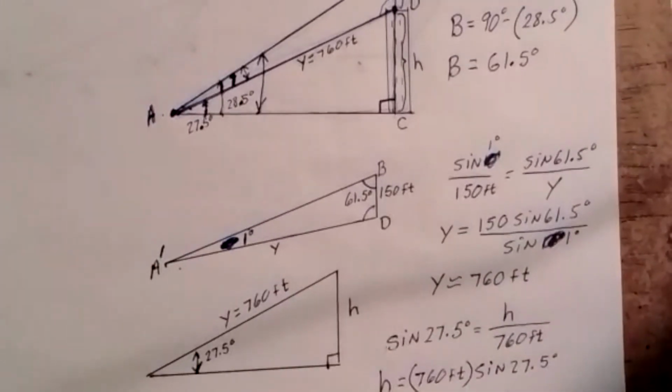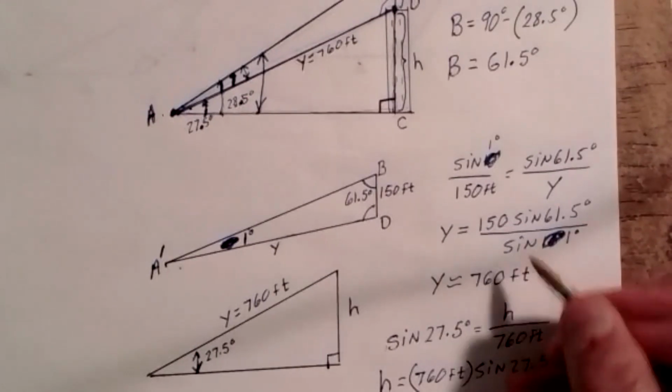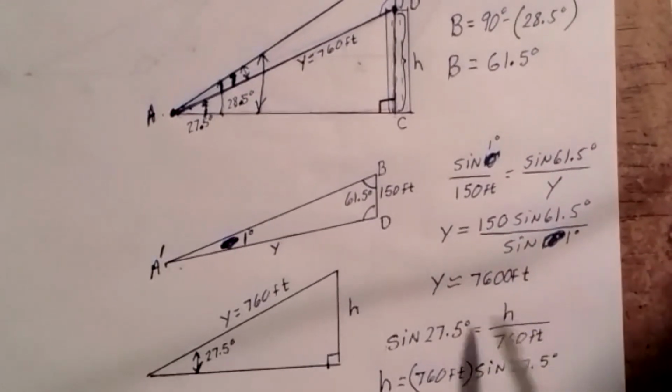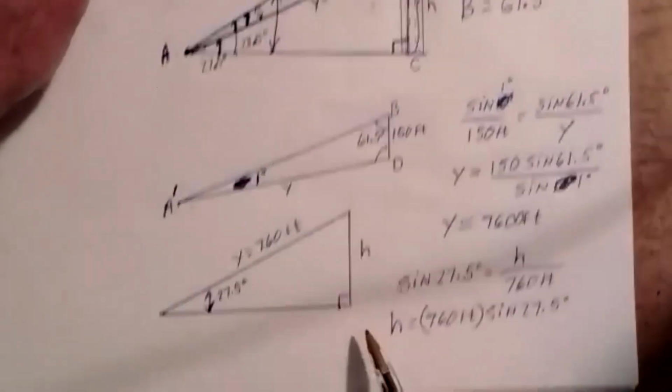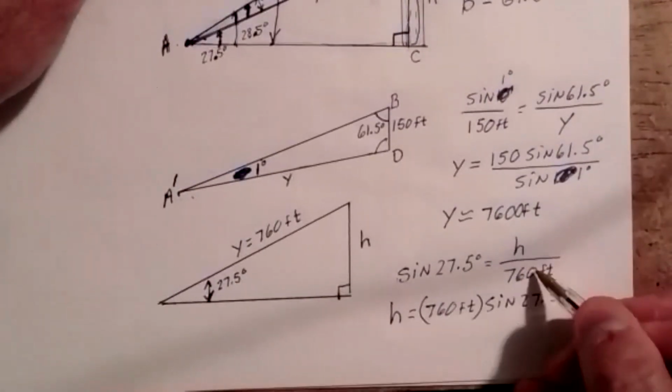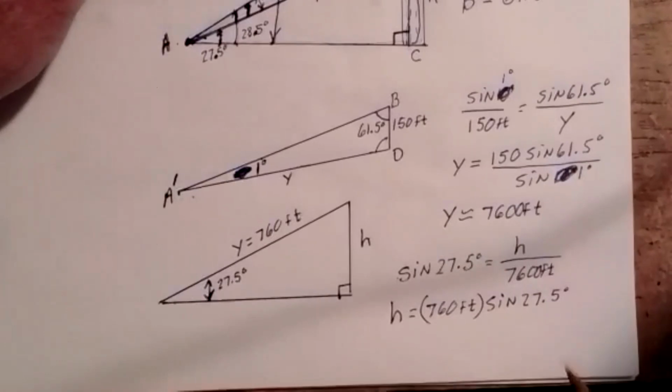All right, so what's that going to be? 150 times the sine of 61.5 divided by the sine of 1 degree, which gives you about 7,553. If you want it to two significant figures, that would be about 7,600. So 7,600 feet would be Y, approximately.